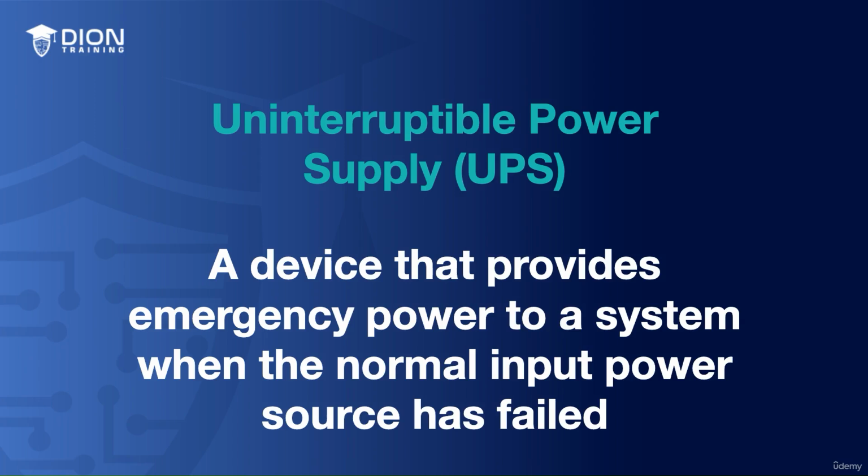Second, we have an uninterruptible power supply. Now, an uninterruptible power supply, also called a UPS, is a device that provides emergency power to a system when the normal input power source has failed. A UPS also provides line conditioner functions on your behalf, as well as providing a battery backup to maintain a consistent power level to your systems, even when a complete power failure of the power source has occurred.